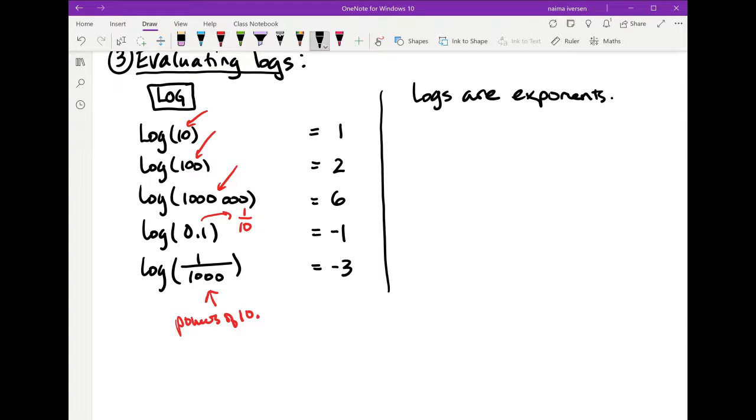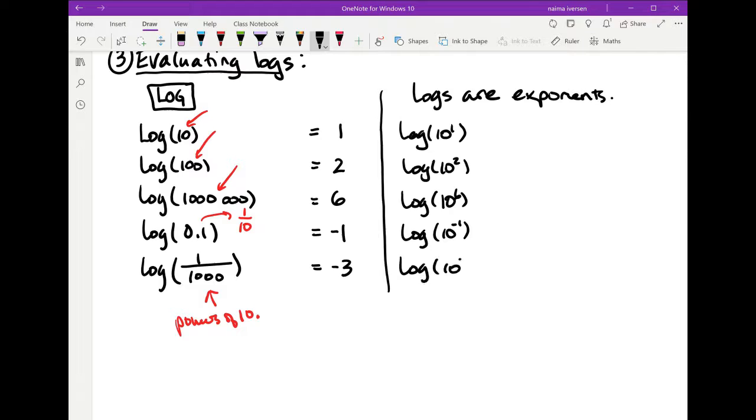So really what I'm doing here is I'm evaluating log of 10 to the 1. And I'm evaluating log of 100 is 10 squared. And I'm evaluating 1,000,000 as 10 to the power of 6. And 1/10 is 10 to the power of -1. And 1 over 1,000 is 10 to the power of -3. And because logs are exponents, out pops the exponent, the exponent, the exponent, the exponent, and the exponent.